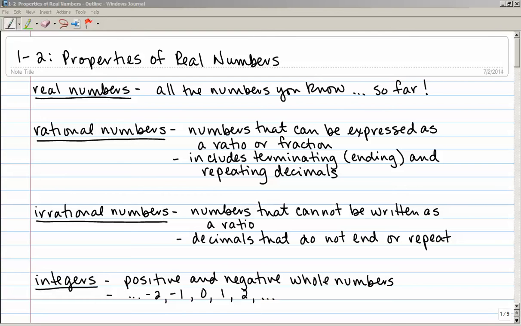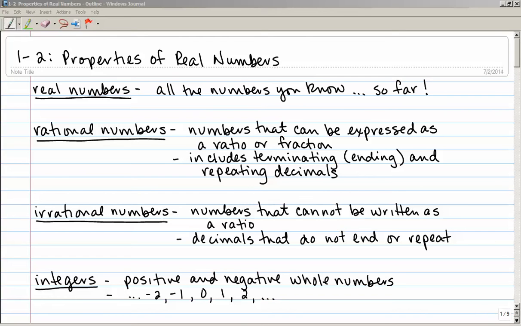There are irrational numbers, and these are numbers that cannot be written as a ratio. Some of the best examples of this are square roots that cannot be simplified, for example, square root of 2 and square root of 3. Another way to look at this is decimals that do not end or repeat. One of my favorite irrational numbers is, of course, the number pi.